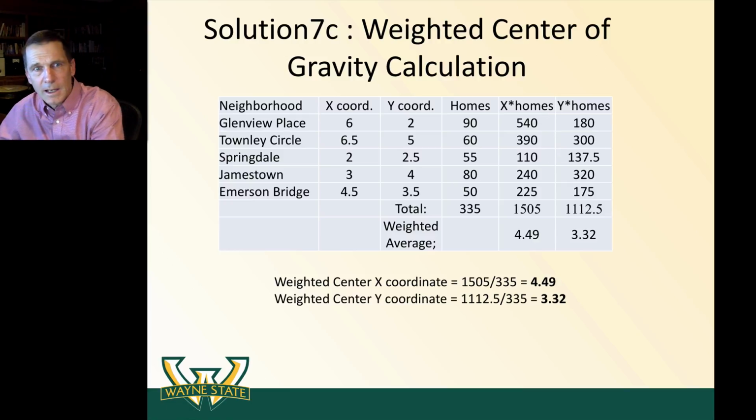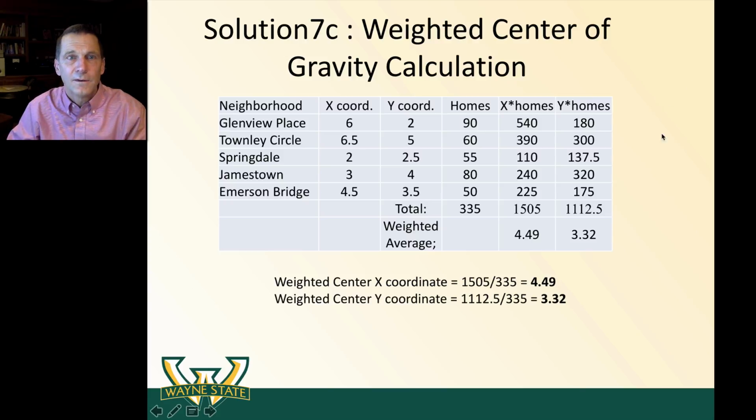Total those up at the bottom because this is the number you need to do your division, if you recall. The 1505, the total of these X multiples, divided by the total of our number of homes in these neighborhoods, the 335, gives us a 4.49 for X. 4.49 on our coordinate map for X. And for Y, 1112.5 divided by the 335 is 3.32 for Y. And that's the solution to it, right?